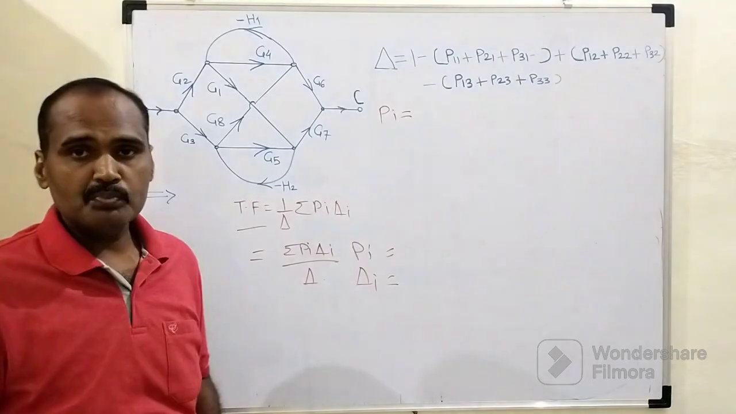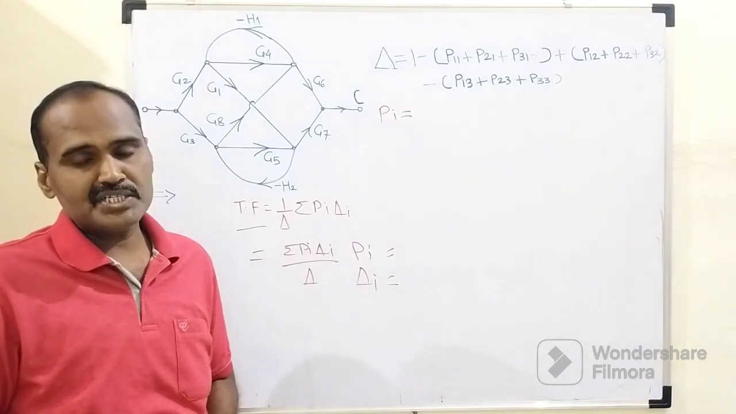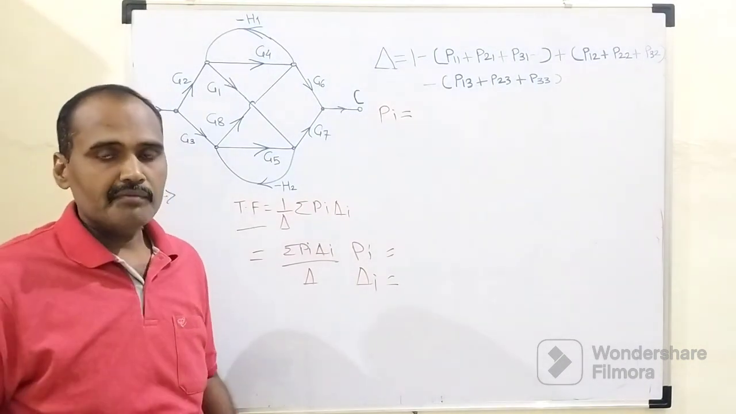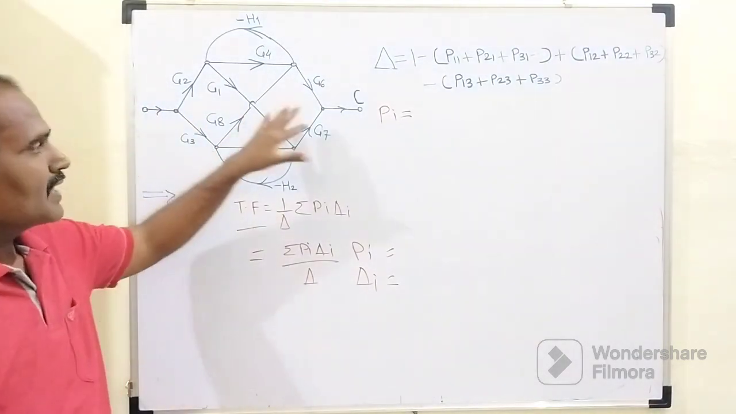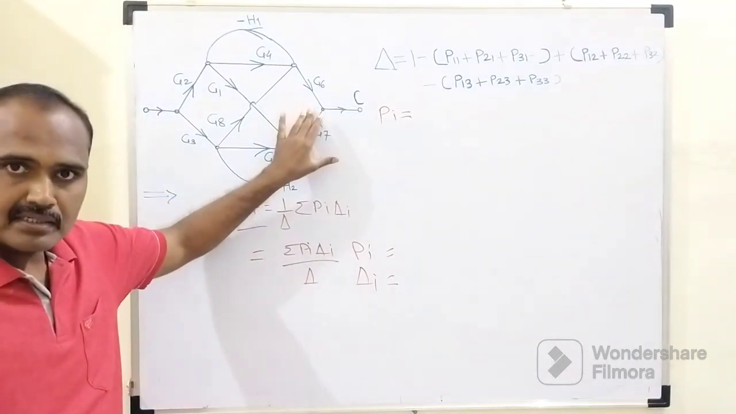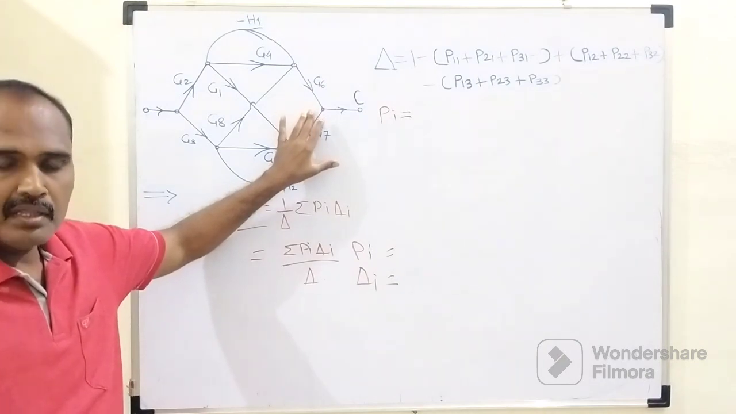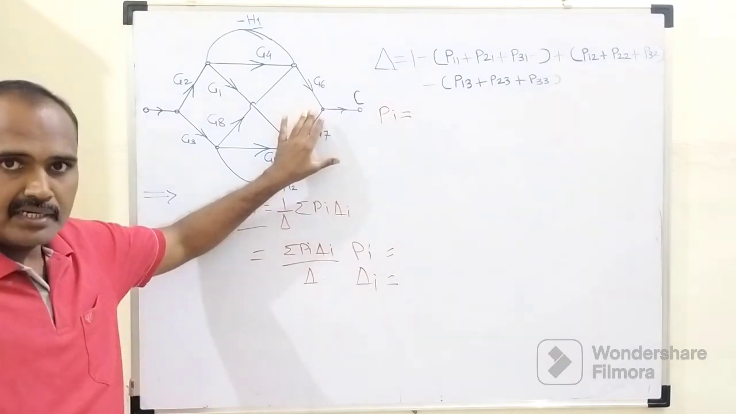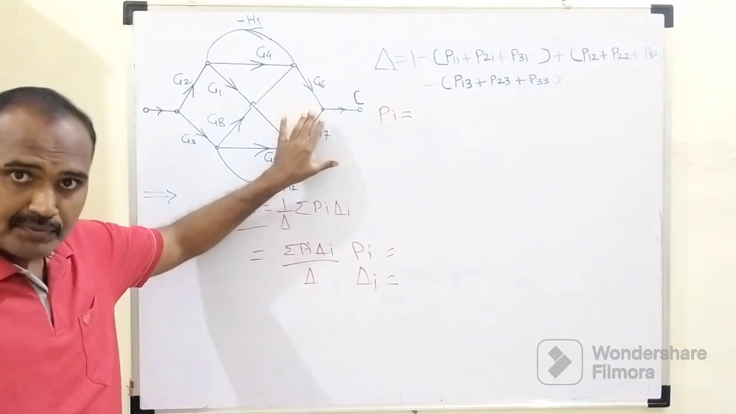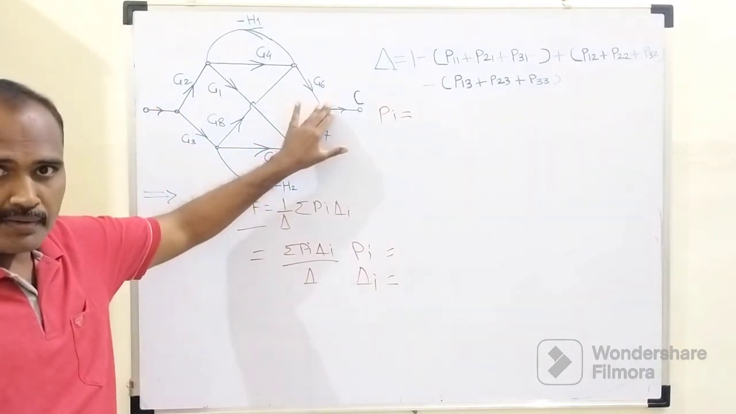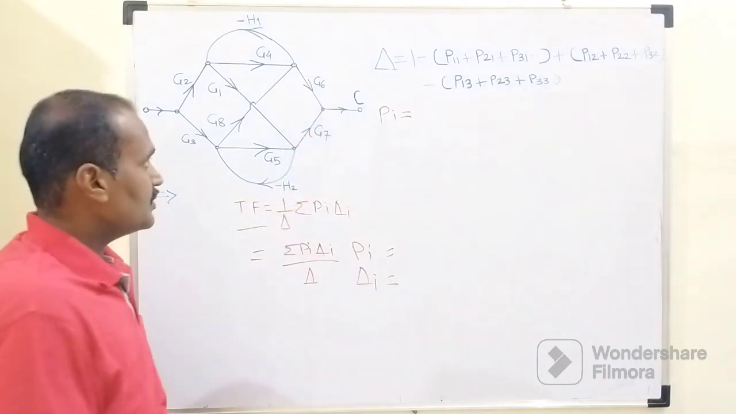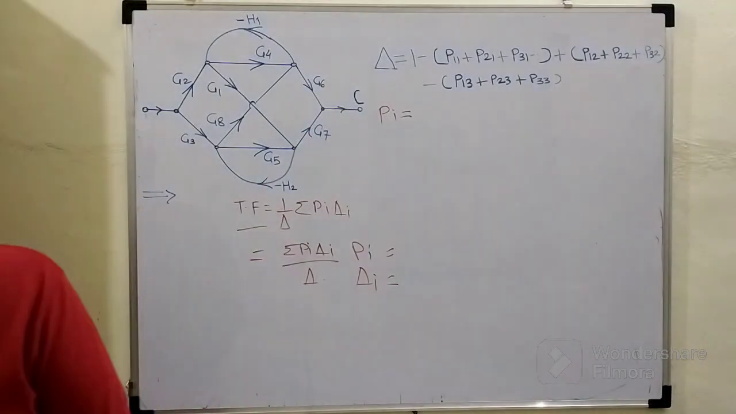P suffix i is nothing but the ith forward path that we need to determine. One question arises in our mind: what do we mean by a forward path? The simple answer is that a forward path is the way in which we can complete our journey from R to C. So first of all, we need to determine how many forward paths we have.